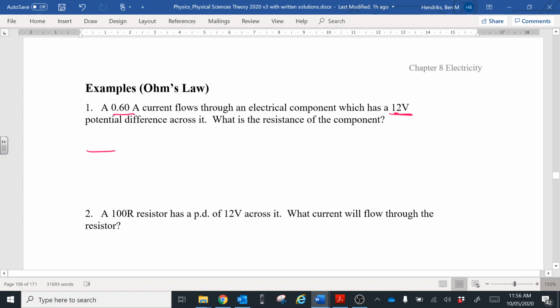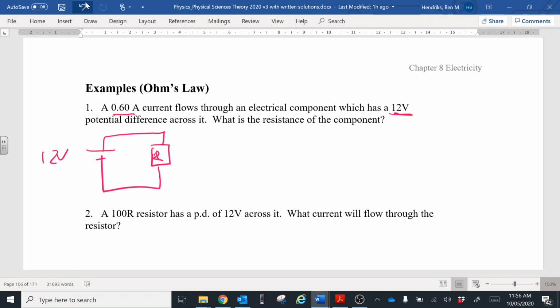So let's draw this out. We've got a 12 volt battery, and we've got a resistor here. That's our component, and we can just call that R. So we've got 12 volts there, and we've got I going around, and that's 0.6 amps.